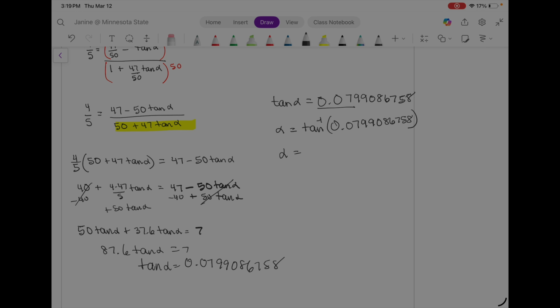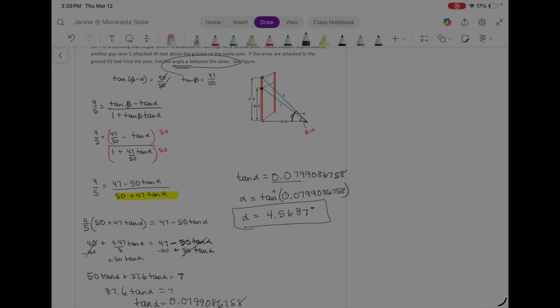All right. Inverse tangent of that, grab your calculator, inverse tangent, we will get a very small positive angle. If you are in degree mode, you will get 4.5687 degrees. If you're in radian mode, you will get 0.08 radians. That's very small. I'm going to keep it in degrees, I think. So there is angle alpha, which is the angle between the two guy wires that they were asking for. And it should be small. All right.